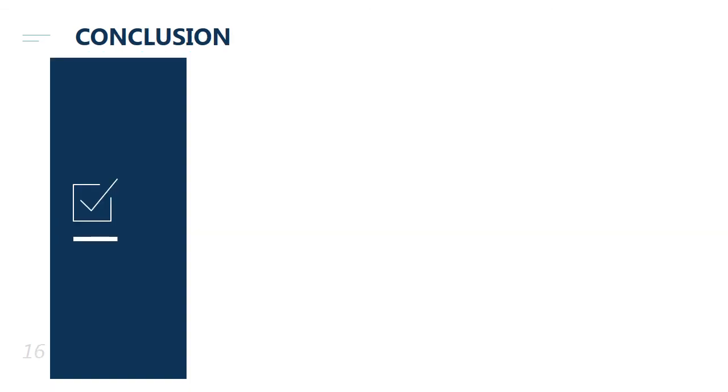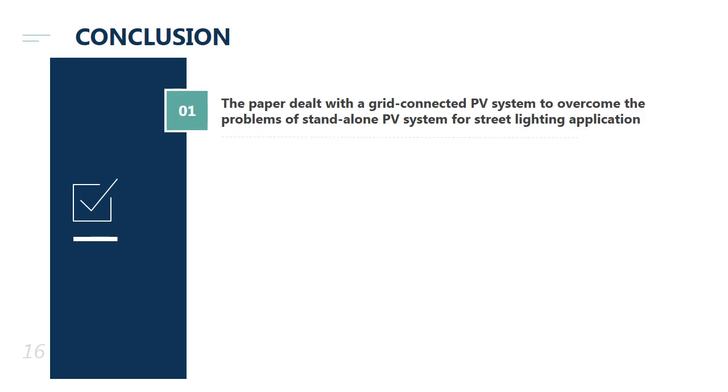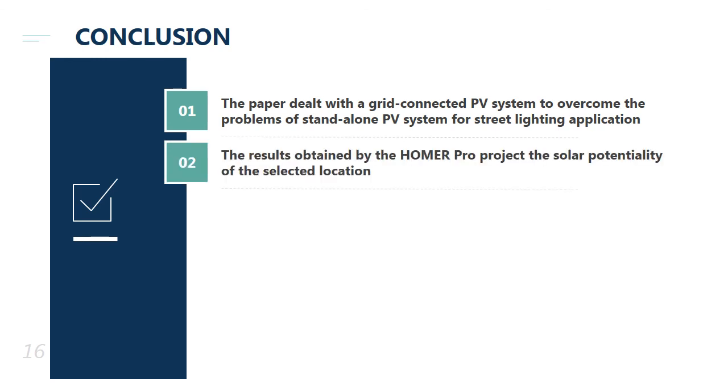I've now come to the end of my presentation. We can conclude that the paper proposed a grid-connected PV system to overcome the problems of a standalone PV system for street lighting application. Using the software HOMER Pro helped us obtain some results that clearly reflected the high solar potential of Al-Baida city.